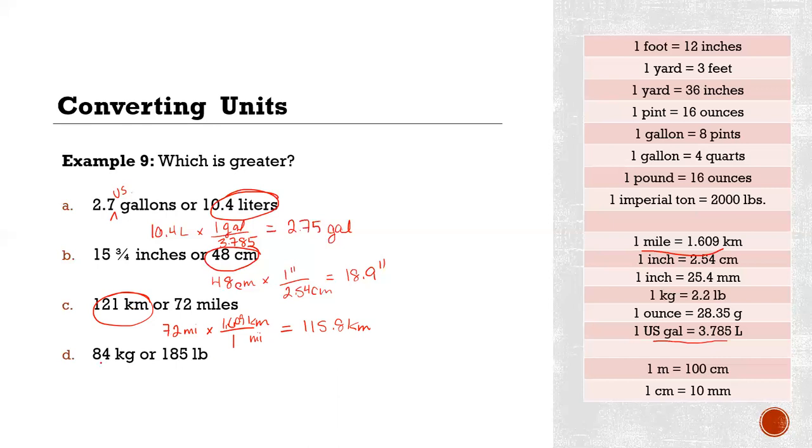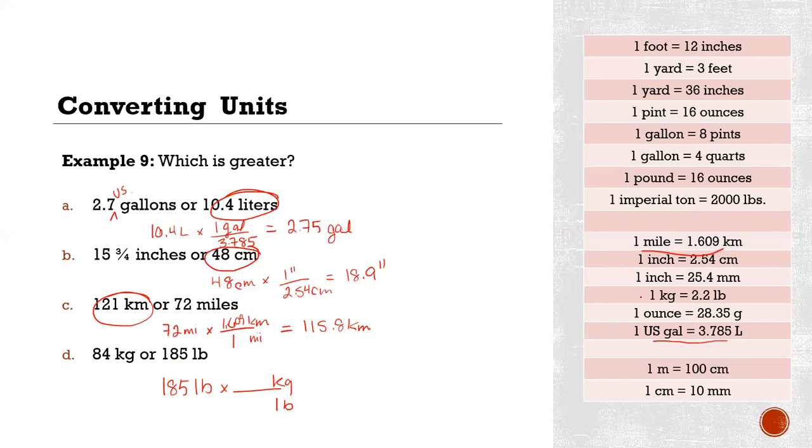And the very last one, we have 84 kgs or 185 pounds. I'll admit this is one of those things when we're doing weights of people, I much prefer to see pounds and kgs. I find it easier to visualize. I can put it in reference to myself. So let's convert. Let's take our 185 pounds, and we're going to convert that into kgs so we can compare.